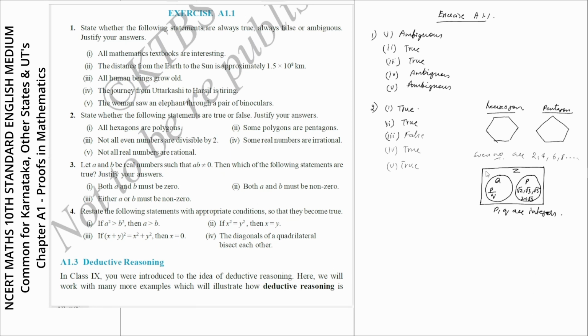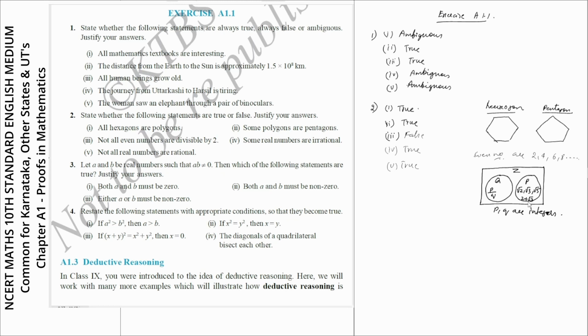Here you can see I have shown the relation among real numbers, rational numbers and irrational numbers. Z is the real numbers, Q is the rational numbers, and P is the irrational numbers. Q means rational numbers. A rational number is in the form of p by q, where both p and q are integers and q is not equal to 0, and the decimal expansion of a rational number is terminating or recurring. For example, 1 by 2: the decimal expansion of 1 by 2 is 0.5.